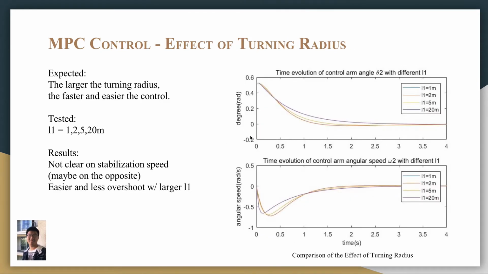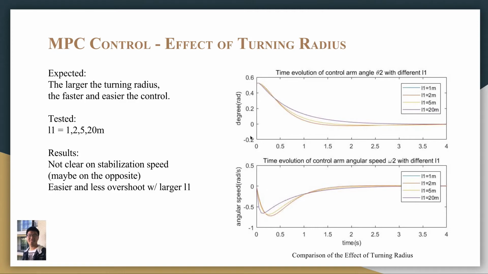And also we investigated the effect of turning radius. At first, we expected that the larger the turning radius is, the faster and easier the control should be. So we tested 4 values for the L1, which is the turning radius: 1, 2, 5, and 20 meters. For our result, very surprisingly, it is not clear that the stabilization speed has any relationship with the turning radius. Actually, we can say it's slightly that the larger the turning radius, the slower the control is, but it's going to be proved later.